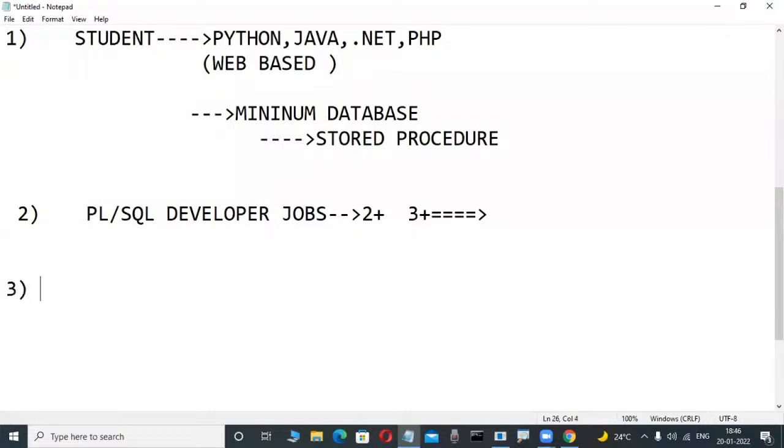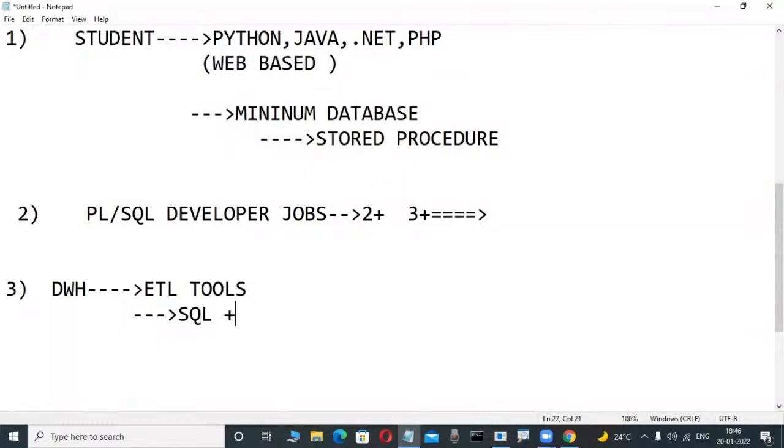Another type of person: nowadays many people don't have very good coding knowledge, maybe non-technical persons who want to move into software. In that case there is one type of job: data warehousing technologies. In that there are ETL programmers and reporting programmers. ETL means extraction, transformation, and loading tools. These persons need a little SQL knowledge; PLSQL is not required.